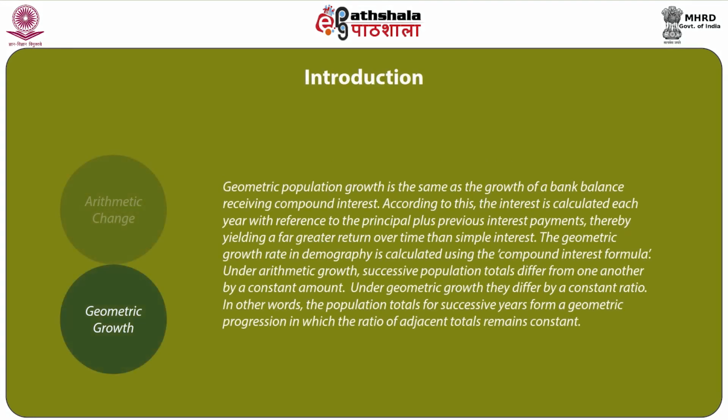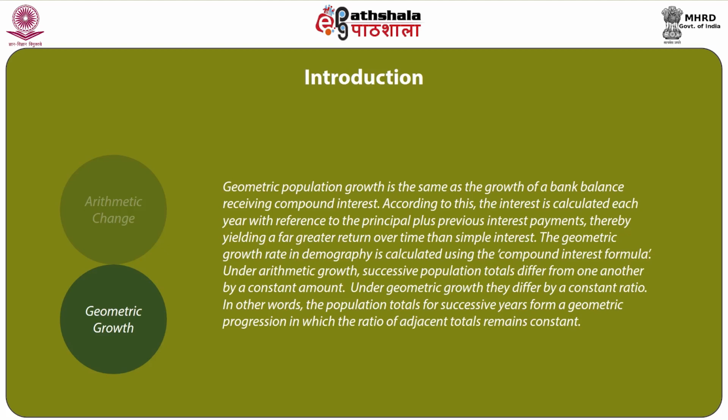Geometric growth. Geometric population growth is the same as the growth of a bank balance receiving compound interest. According to this, the interest is calculated each year with reference to the principal amount plus previous interest payments, thereby yielding a far greater return over time than simple interest. The geometric growth rate in demography is calculated using the compound interest formula.